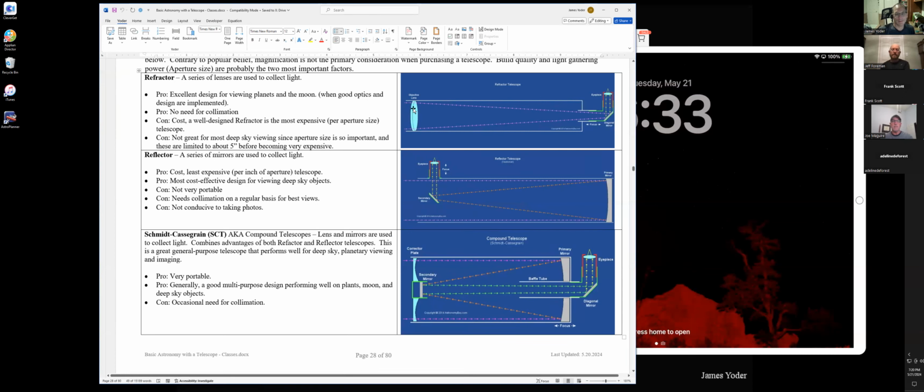They say the refractor is supposed to be best for that, but I think the refractor and the Maksutov-Cassegrain are probably almost equal in the quality you can get out of them. And these are much more portable. All right.